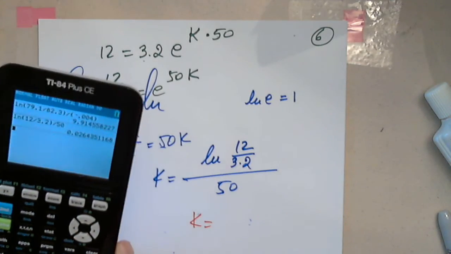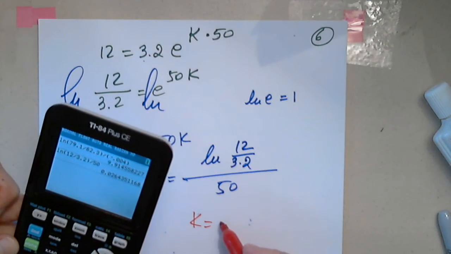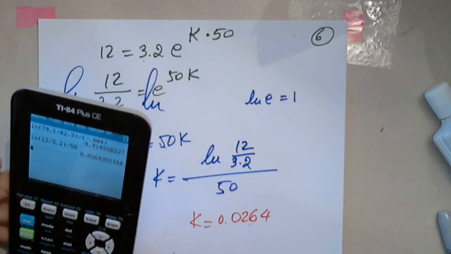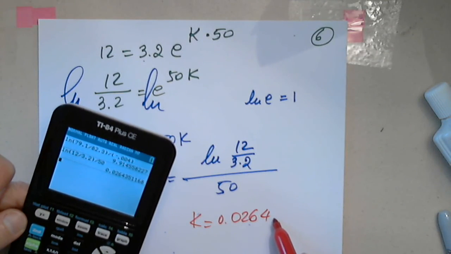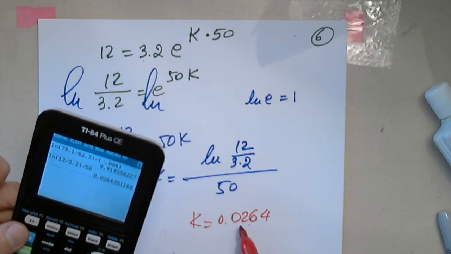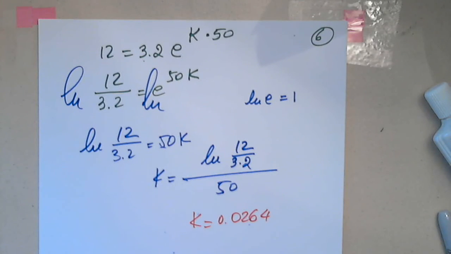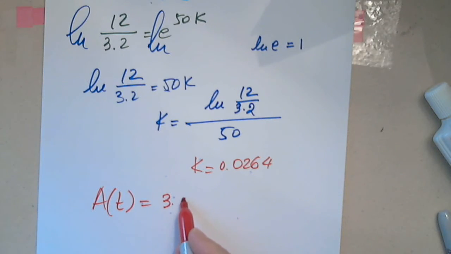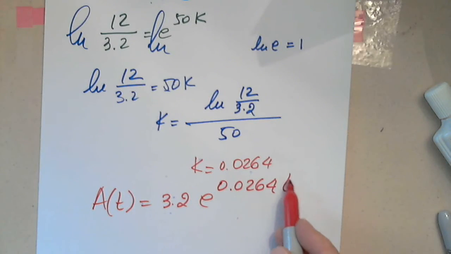For radioactive decay rate or exponential growth, please use 4 decimal digits. The more we use, the better off we are, because it can drastically change. If you put 1 more digit, you'll see the difference without the 5th digit and with the 5th digit could be substantial. Okay, so finally we have the entire model. So it's 3.2 e to the 0.0264 t. Done.